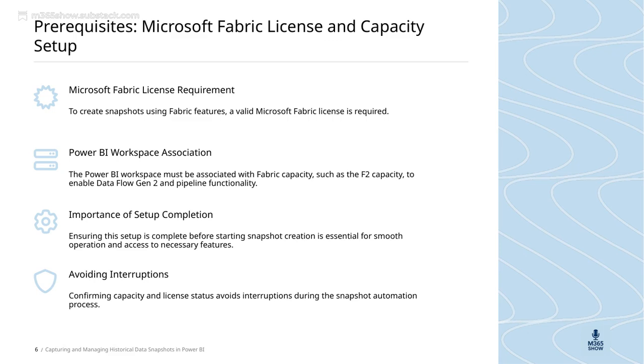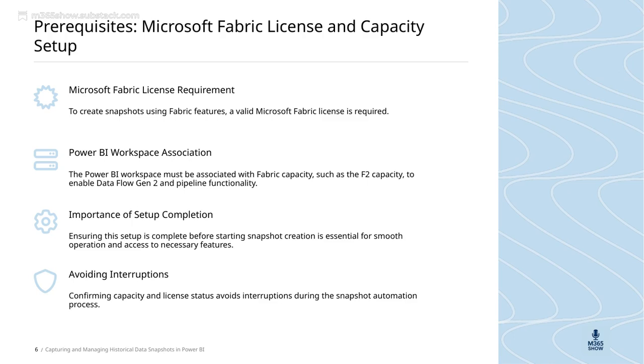Let's talk about some key prerequisites before we dive into capturing and managing historical data snapshots in Power BI. First, it's essential to confirm your Microsoft Fabric license and capacity setup. Ensuring these are in place helps us avoid any interruptions during the snapshot automation process. It's really important to complete this setup beforehand because if it's not done, you might face access issues or delays when creating snapshots.